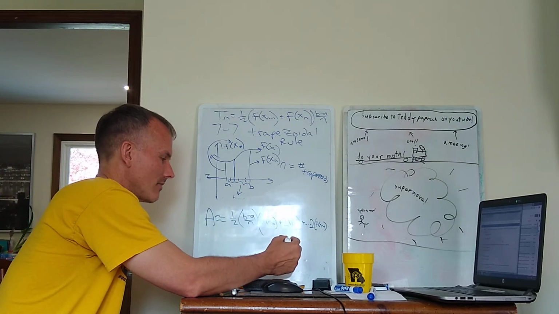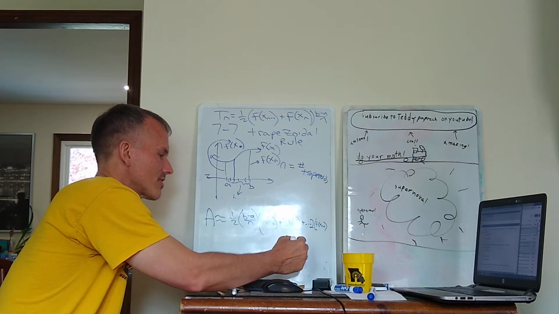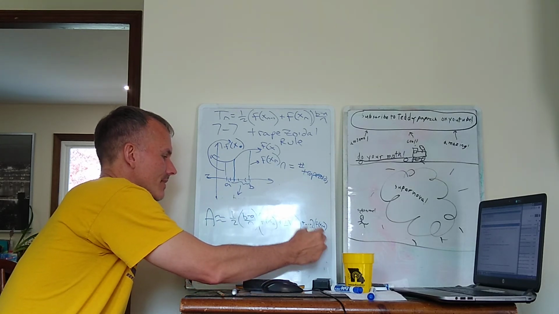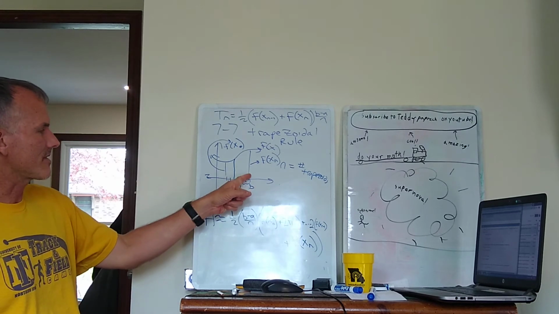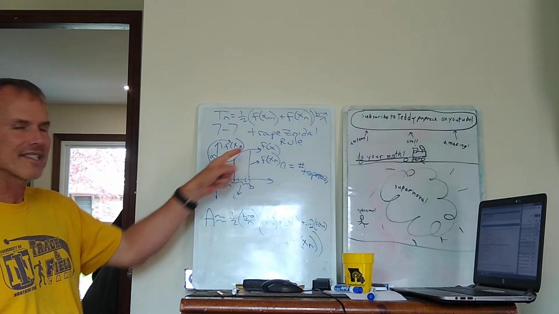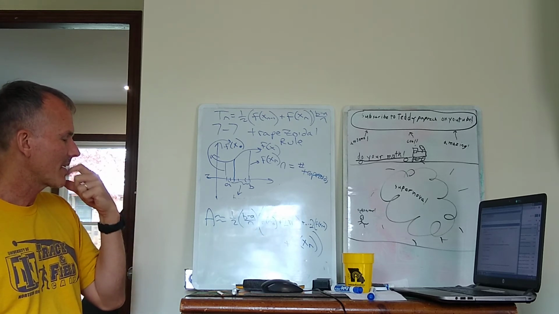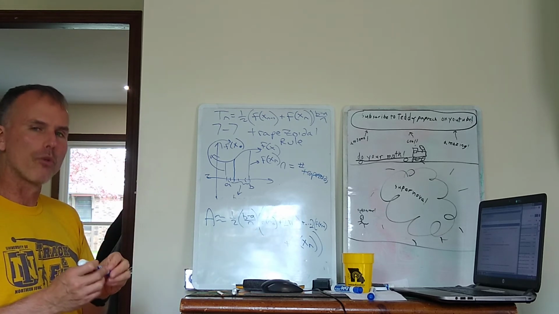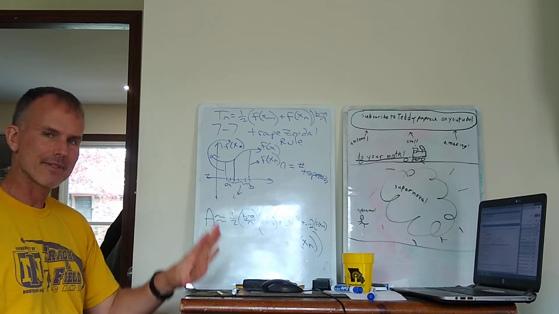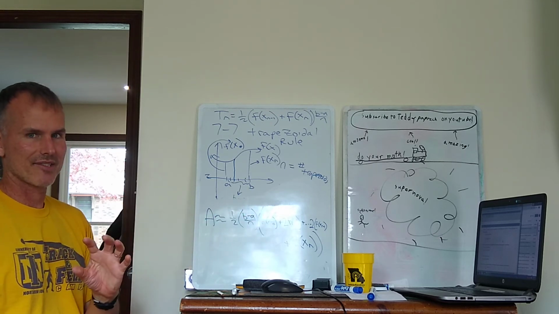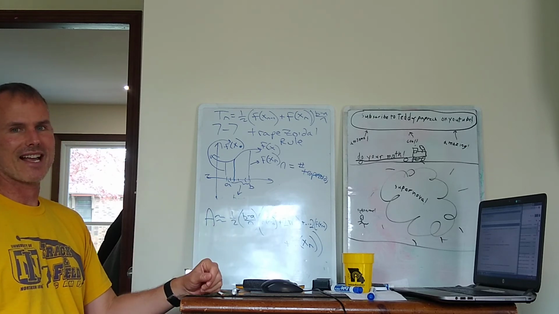I'm going to have to drop down a line here. And then plus just 1 time f of x sub n. Okay, because that last base, the base that rises out of x sub n, is only used once. So that is the formula for a trapezoidal approximation. You can use this to do the problems in the assignment.